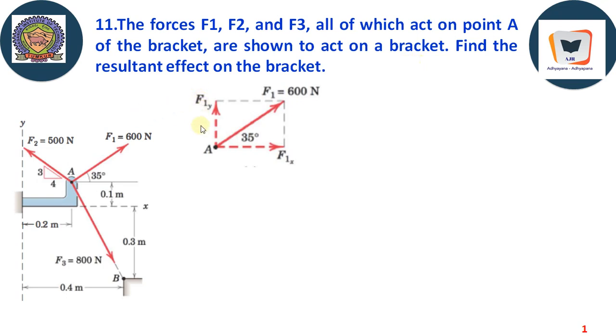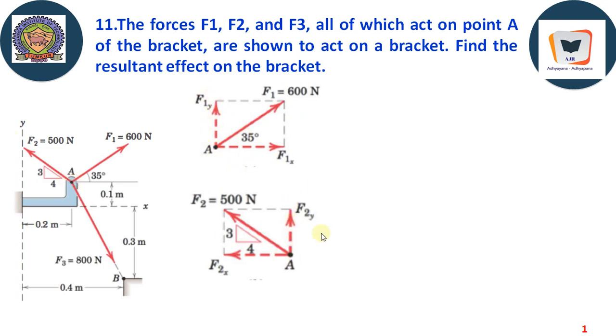Find the resultant effect on the bracket. So we will just take out each and every force and we will try to resolve this. This force is acting at an angle of 35 degrees, F1 is 600, so F1y, F1x. So this is 600 cos 35, 600 sin 35, both of them positive.